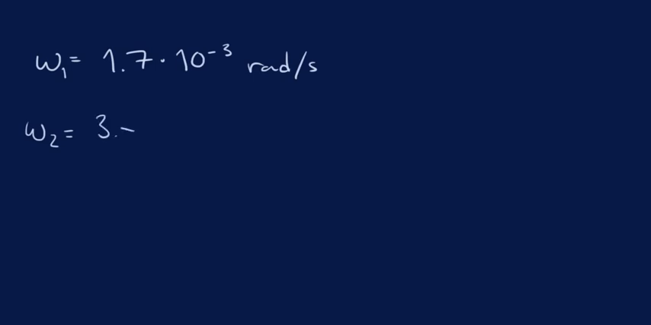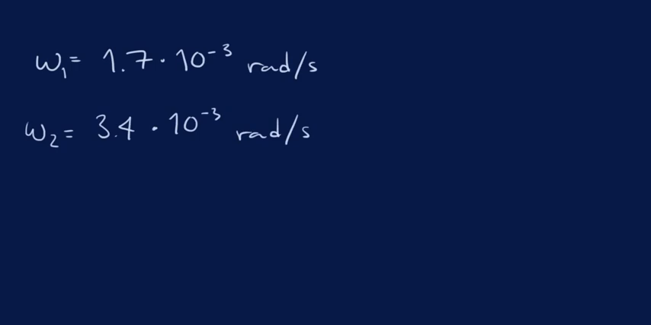Alright, number 13. Two people start at the same place and walk around a circular lake in opposite directions. One walks with an angular speed, omega equals 1.7 times 10 to the negative 3 radians per second. So that's the first person. Second person with an angular speed of 3.4 times 10 to the negative 3 radians per second. How long will it be before they meet?